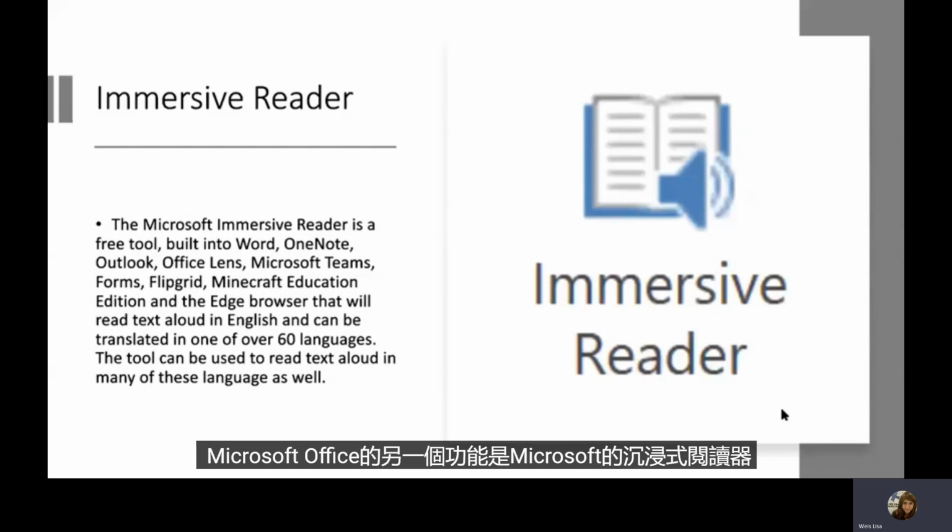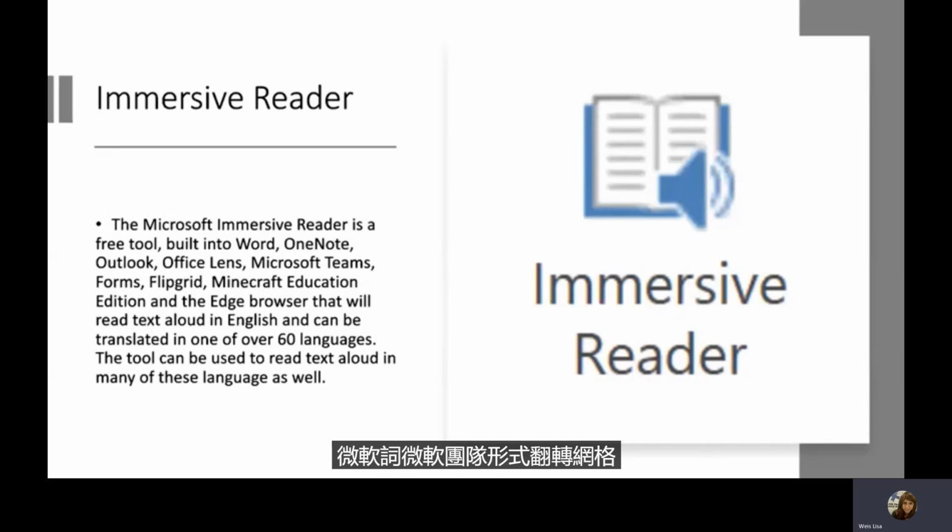Another feature in Microsoft Office is the Immersive Reader. The Microsoft Immersive Reader is a free tool, and it can be used with Microsoft Word, Microsoft Teams Forms, Flipgrid, and the Edge browser. It will read text aloud in English and can also be translated into one of over 60 languages. The tool can be used to read text aloud in many of those languages as well.